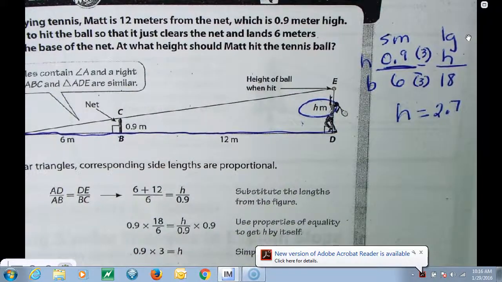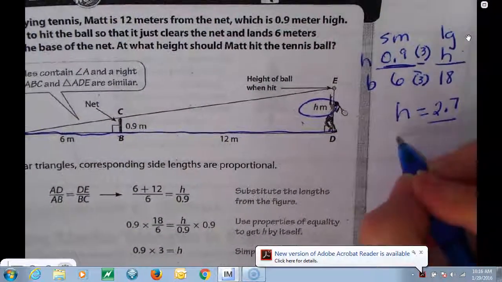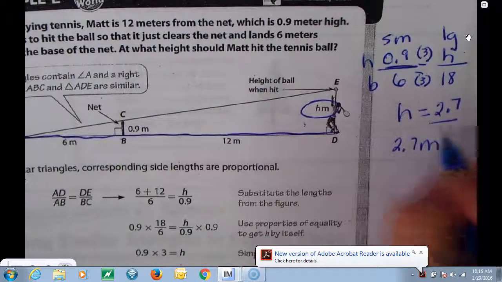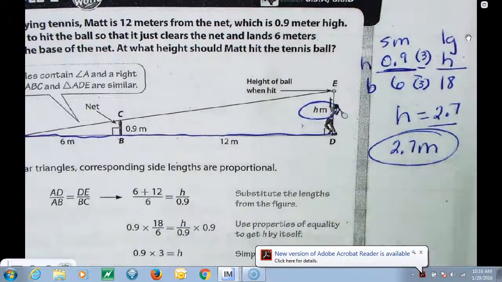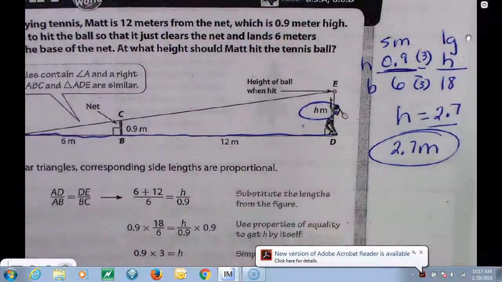At what height should Matt hit the ball? Everything is in meters, so this answer is in meters. So 2.7 meters. He needs to be able to jump. Or, well, no, he needs to be a total of 2.7 meters. His vertical can't be that, because 2.7 meters is almost, well, not quite 3 meters high, this signal. So he needs to get up pretty high to get it 6 meters past there.